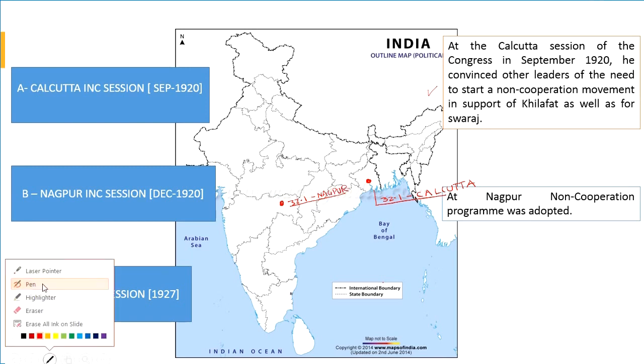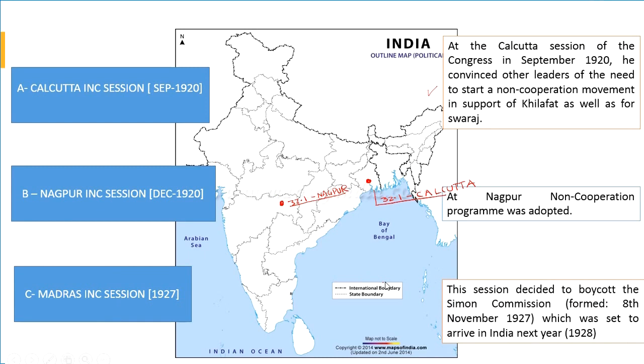That is, the third place is Madras session. So where do you locate Madras session? Madras session importance, I have given there the points here. Madras session, boycott of Simon Commission. Decision to boycott Simon Commission was adopted here. 1927. The session, of course, the commission came to India in 1928. So a year before it was decided.